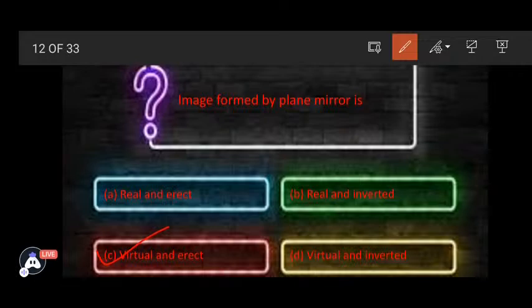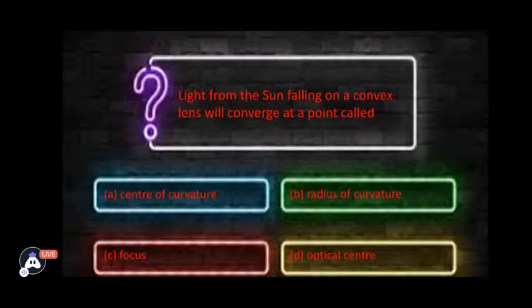Good. Okay, moving ahead to the next question. Light from the sun falling on a convex lens will converge at a point called. Now we all know that the convex lens is a converging lens. Converging means when many rays are coming parallel, they all just meet up at a point. Where will the rays converge? A, center of curvature. B, radius of curvature. C, focus. Or D, optical center.